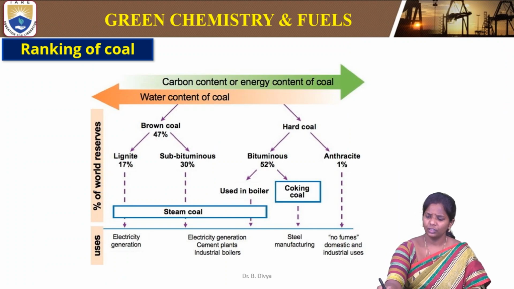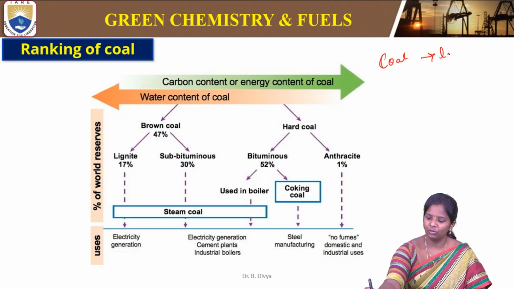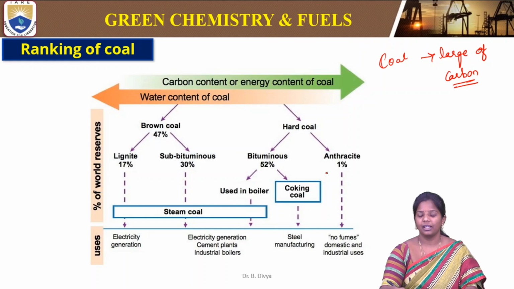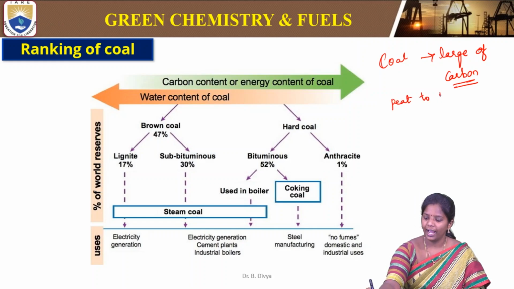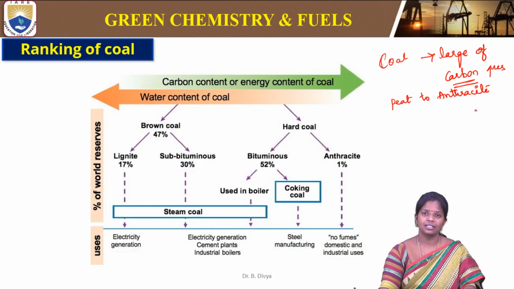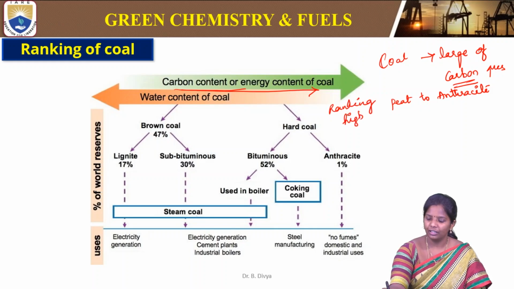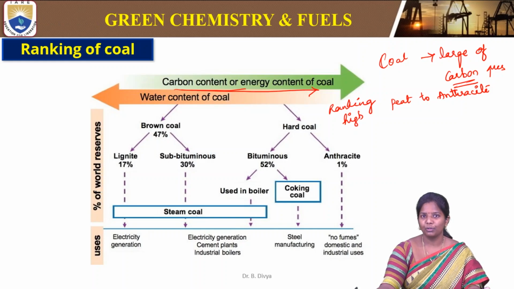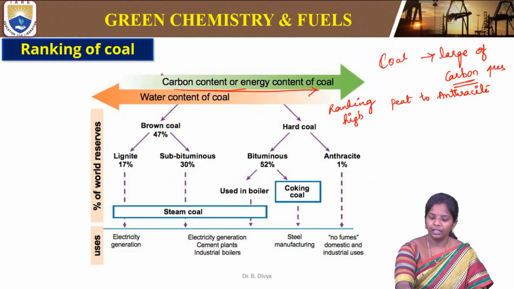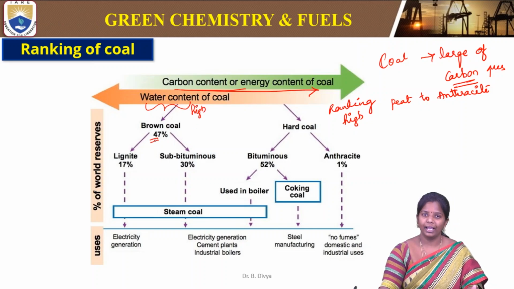So, ranking of coal. Coal has a large amount of carbon. This carbon content increases as it evolves from peat to anthracite type of coal. As the carbon content increases, the ranking is high, because the more carbon there is, the more energy it will produce. Therefore, it will have the highest ranking. Obviously, when the carbon content is low, the water content is high, so that coal will have a low ranking.